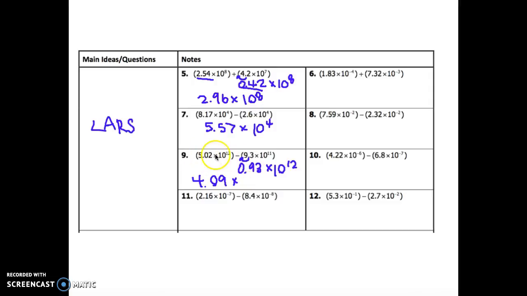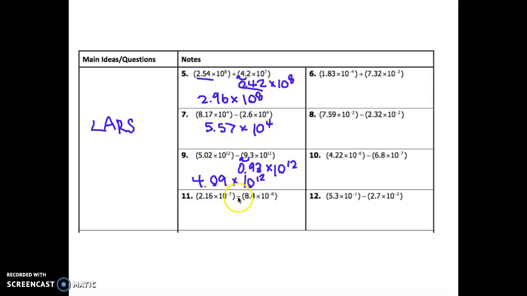We knew to go ahead and add these two after we had changed it so they had the matching exponents. So we got 4, or subtract, excuse me, not add, subtract, and so we got 4.09 times, and then we should have it be 10 to the 12th power, since our answer will match the others.